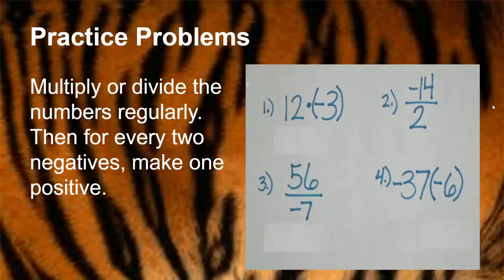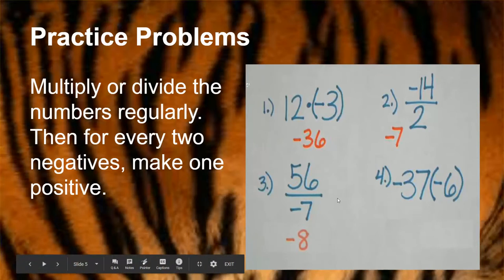Now let's try some practice problems. 12 times negative 3. Well, 12 times 3 is 36. One negative sign, so my answer has to be negative 36. Negative 14 divided by 2. Pretend there aren't any negatives. 14 divided by 2 is 7. One negative sign, my answer is negative 7. 56 divided by negative 7. Well, 7 goes into 56 8 times. There is one negative sign, so negative 8.